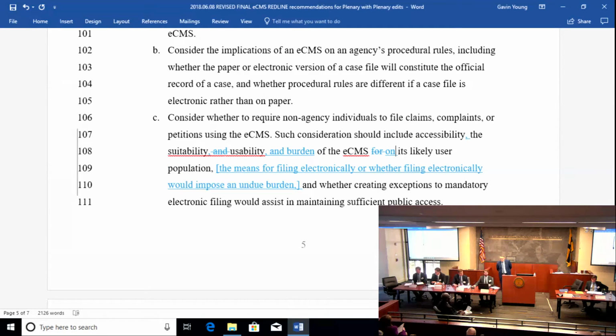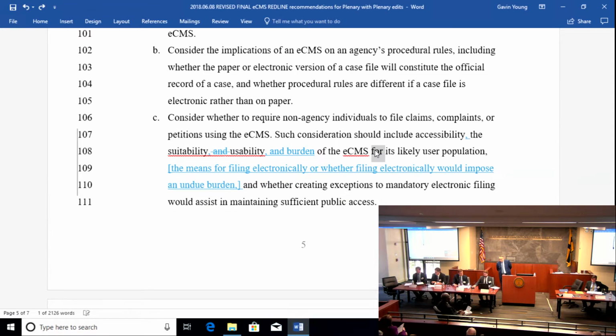No. The others don't. The others need "for." It's "for" that's fine. The others are "for." Pardon? And then to get rid of the brackets, that's part of the amendment. Yes, the bracketed language would go if that amendment carries.